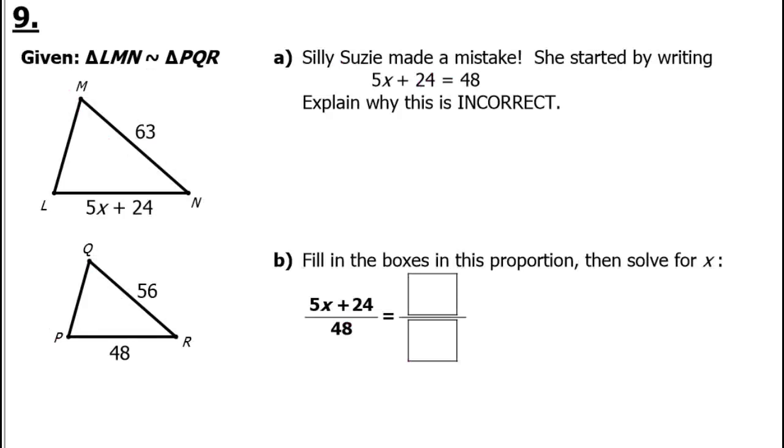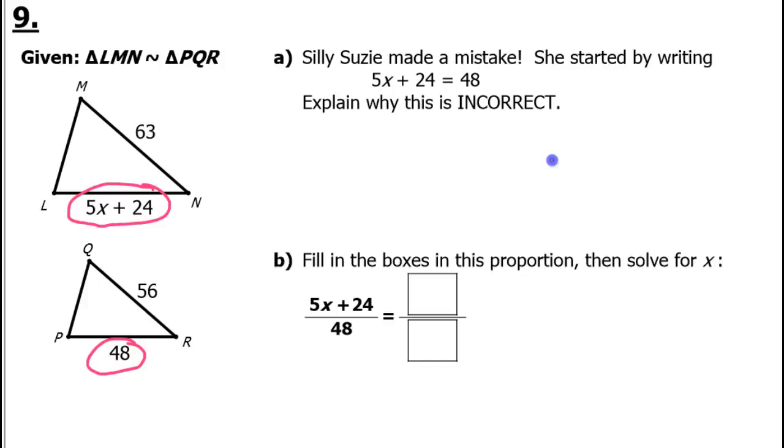Problem number 9. Given triangle LMN is similar to triangle PQR. Now, silly Susie made a mistake. She started by writing 5x plus 24 is equal to 48. All right? Who can explain to me why this is incorrect? Crickets. Come on, people. All right, JJ.